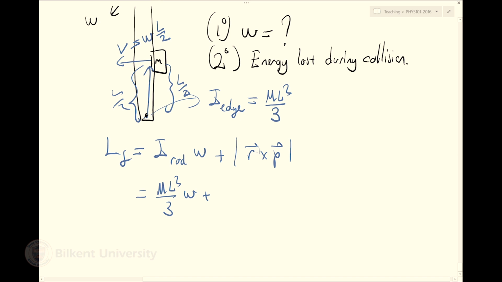R is the vector from the pivot point to the mass. It's going to be L over 2. P is m times v, but v is omega times L over 2. The angle between momentum and r is 90 degrees. Sine 90 degrees is 1. So that's it, right? Now let me write this in a slightly different form. Let me write this as I rod plus m times L over 2 squared, times omega. So what does that look like?